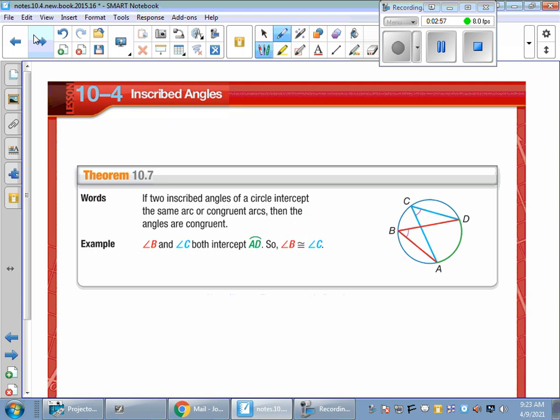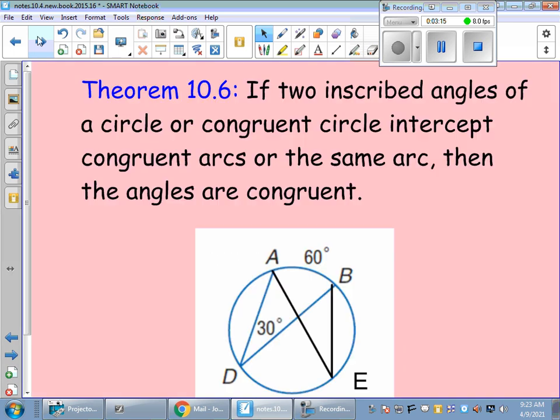Now read through this theorem here. Two inscribed angles of a circle that intercept the same arc are congruent. You notice this green arc, the blue angles intercept that here, and then the red go here, and they're going to be equal. If this arc was 70, then both of those angles would be half of that, or 35, because they intercept the same arc.